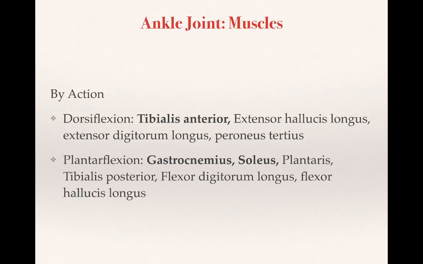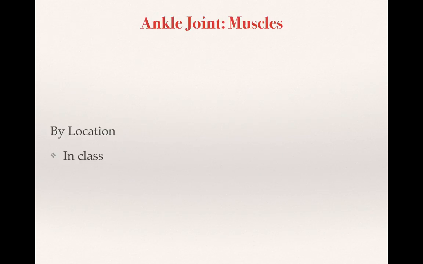These are the muscles that dorsiflex and plantarflex the ankle, with the bold muscles being the prime mover. So for dorsiflexion, we have the tibialis anterior, the extensor hallucis longus, the extensor digitorum longus, and peroneus tertius. For plantarflexion, the gastrocnemius and the soleus are the prime movers. The synergistic muscles are the plantaris, tibialis posterior, flexor digitorum longus, and the flexor hallucis longus. In class, we will worry about organizing these by location and by innervation.